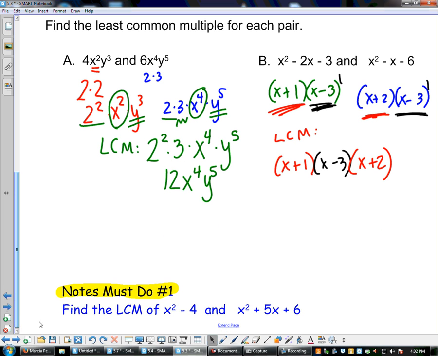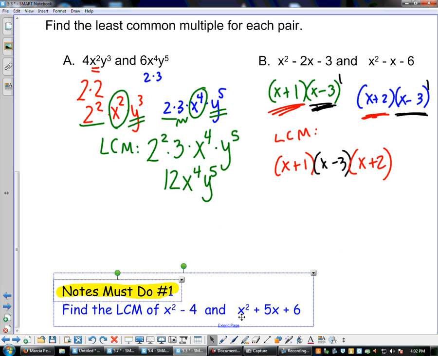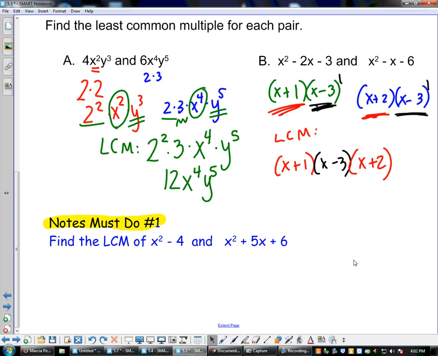All right, so we have our first must do, and you're going to find the least common multiple of x squared minus 4 and x squared plus 5x plus 6. Again, suggestion, you might want to factor both of those first and list any factors that are repeated, and then look for your least common multiple by including each factor to the highest power.